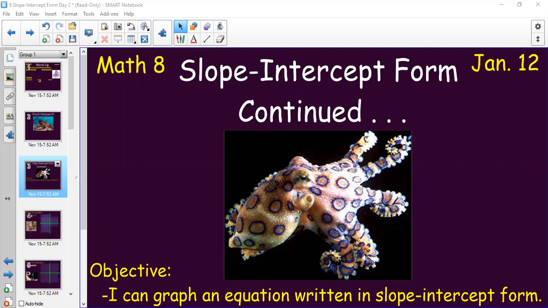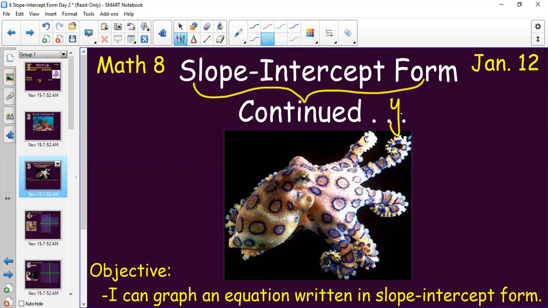Hey all, welcome to today's lesson for pre-algebra. We are going to pick up where we left off yesterday when it comes to slope-intercept form and graphing things that are in slope-intercept form. Okay, so first off, what is slope-intercept form again from yesterday? If you remember, that was y equals mx plus b, where m is the slope and b is our y-intercept.